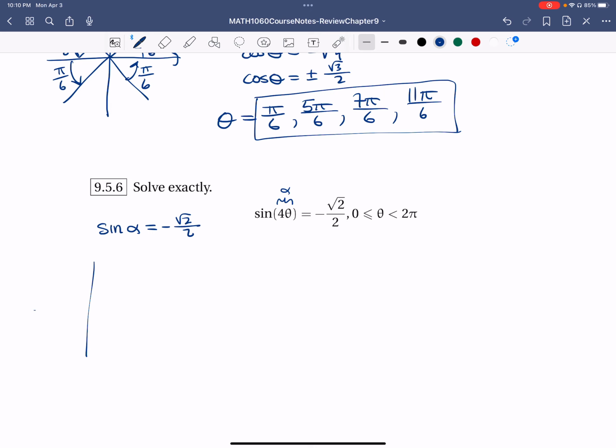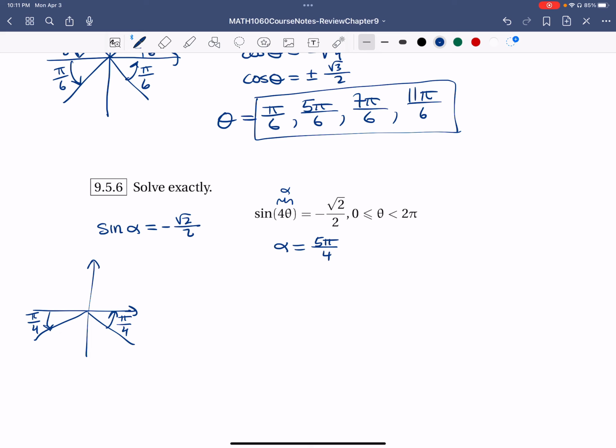Now since the sine is negative for that angle, alpha is going to show up either in the 3rd or the 4th quadrant. And since we had root 2/2, the reference angle is going to be pi/4. So we'll have pi/4 here, we'll have pi/4 here. So that tells us that alpha is equal to, let's see, the first angle here would be 5 pi/4. So alpha is equal to 5 pi/4.